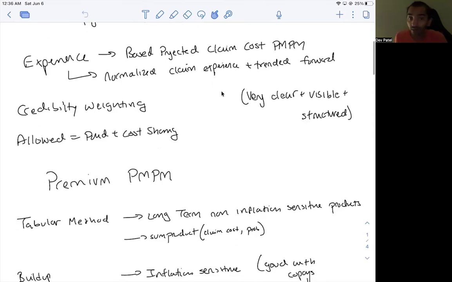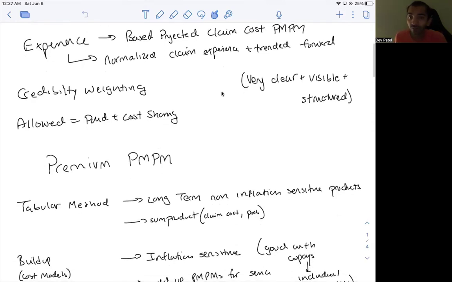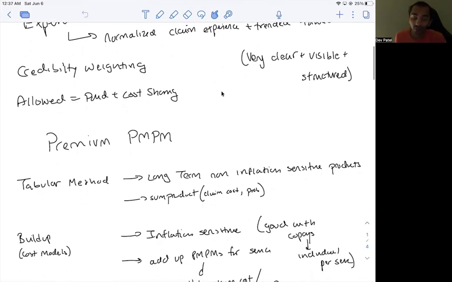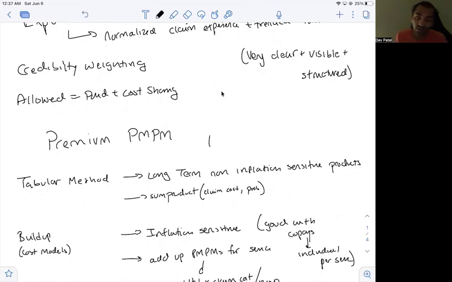We have the tabular method, which is mainly used for long-term, non-inflation sensitive items. So here you do a product of claim cost and probability. You have the probability of getting a specific claim, and then you have the cost associated with that particular claim, and then you do the sum product of that to get to your final cost, PMPM.